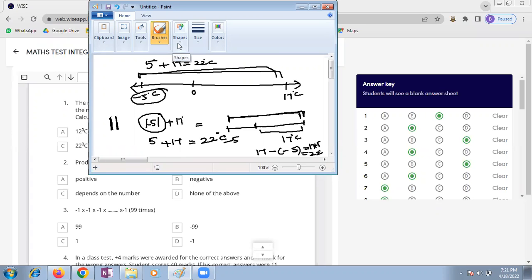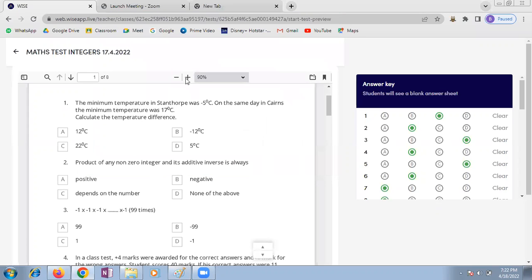Children, this is the difference, or vertical distance, between such cases. You can even do it like that. Nothing to worry, you can do it any way, because we are taking the absolute value since we are considering the distance, the difference between the temperatures. For different temperatures, there is no need to consider your sign, children. You can take it directly. That's your first question. Coming to the second question: product of a non-zero integer.